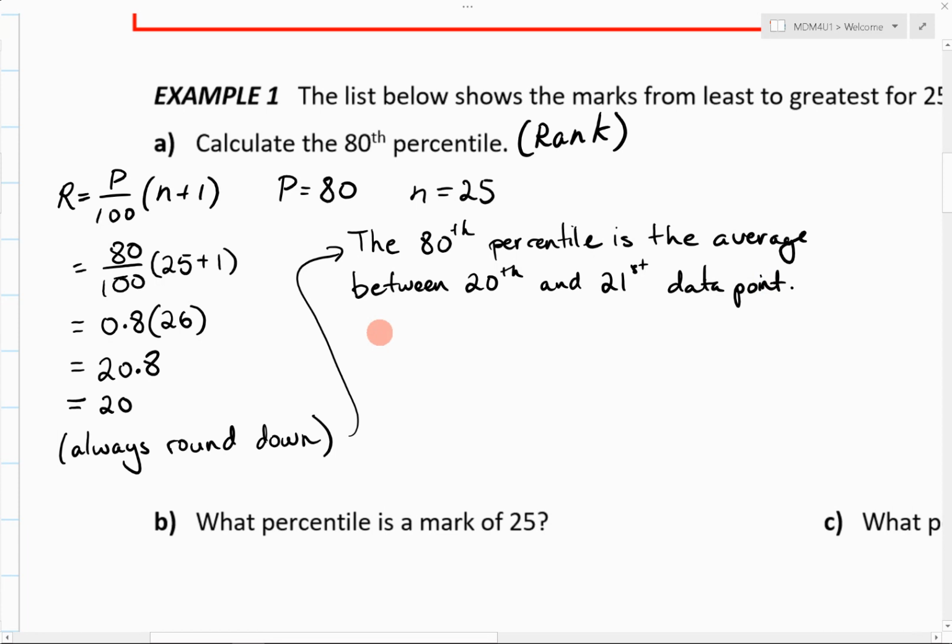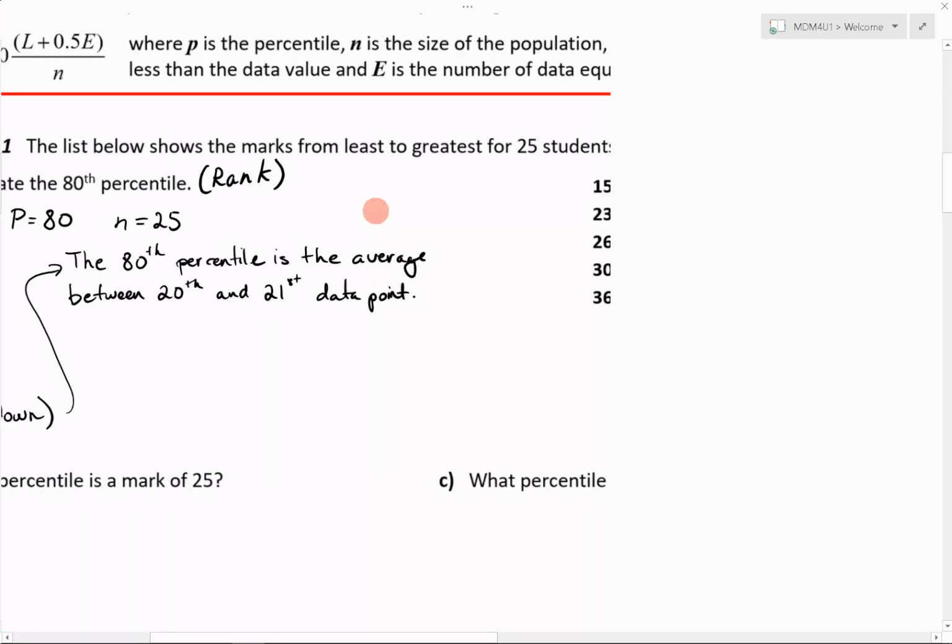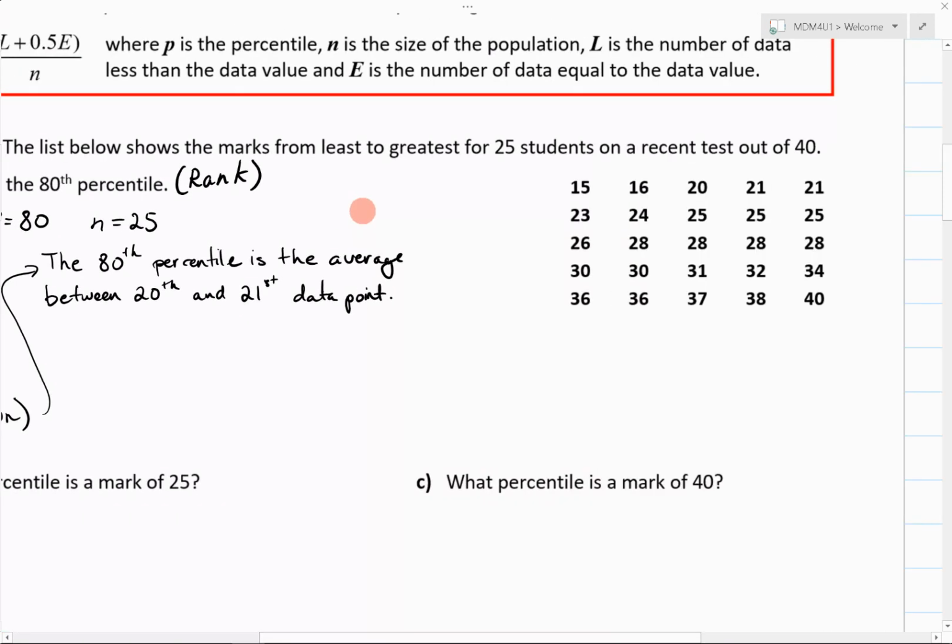Okay, so in this case, what is our 20th and 21st data point? If you look through this list, you have 5, 10, 15, 20, 21, 22. Am I reading this correctly? 5, 10, 15, 20. So the 20th is a 34, and then the 21st is a 36. So these are my two values.